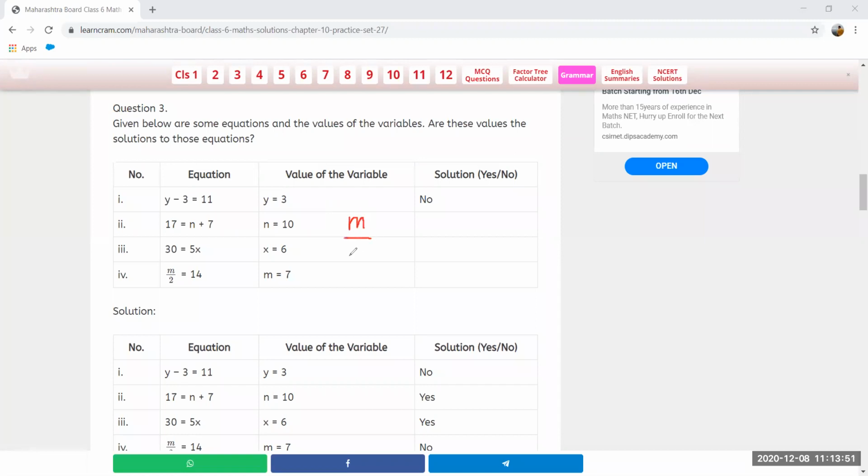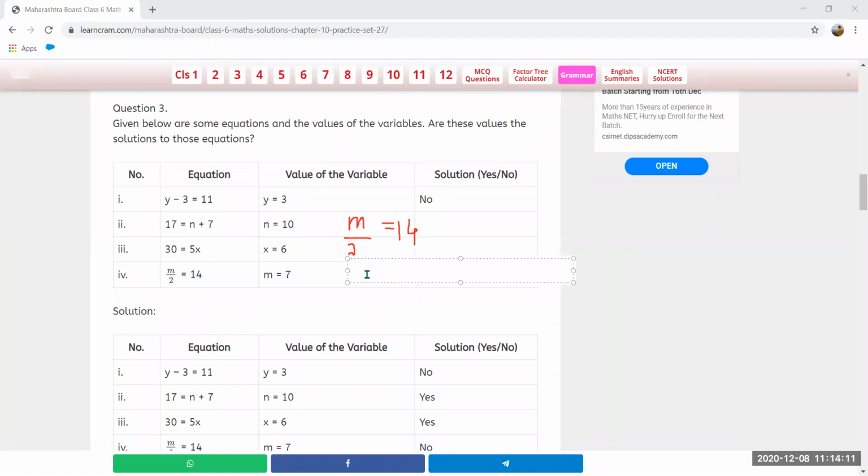m divided by 2 is equal to 14, because other students are giving the answer properly. m divided by 2 is equal to 14. Now here the division sign is there. Then what do we need to do here?